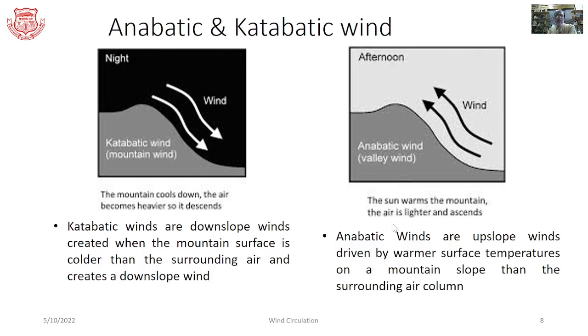As we discussed about this mountain wind during the night time, and as we consider this valley wind during the daytime, the other name for the mountain wind is Katabatic wind, and the other name for valley wind is Anabatic wind.